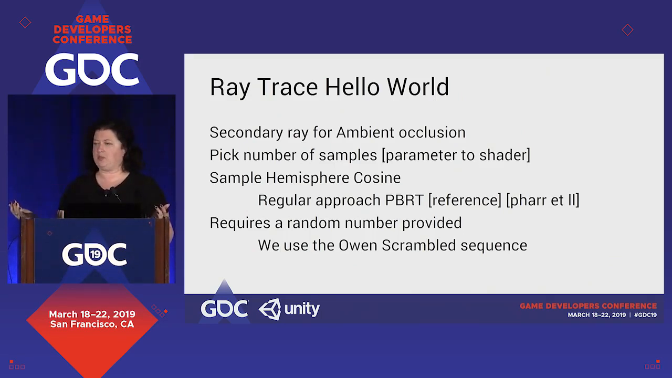We pick the number of samples, that's just a parameter in a shader, and sample the cosine hemisphere. This is the standard approach, and I forgot to include the proper reference for Matt Pharr's amazing book. It simply requires a random number, provided, again, to feed the denoiser, and we use the Owen sequence.